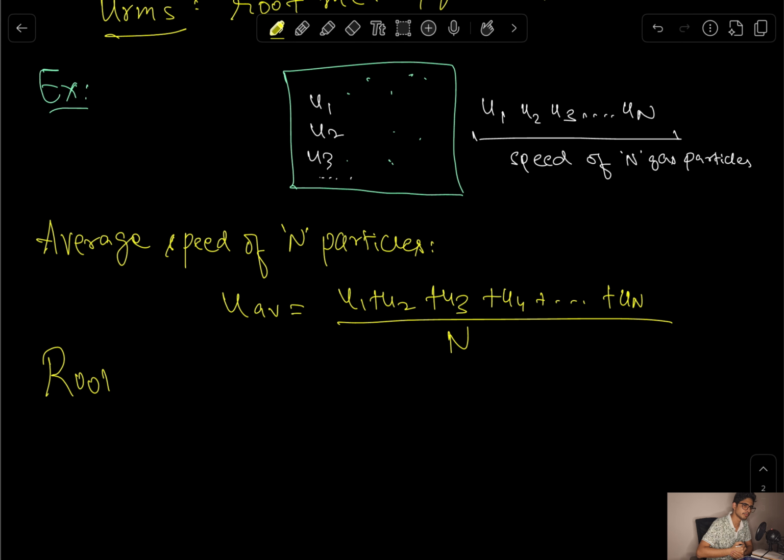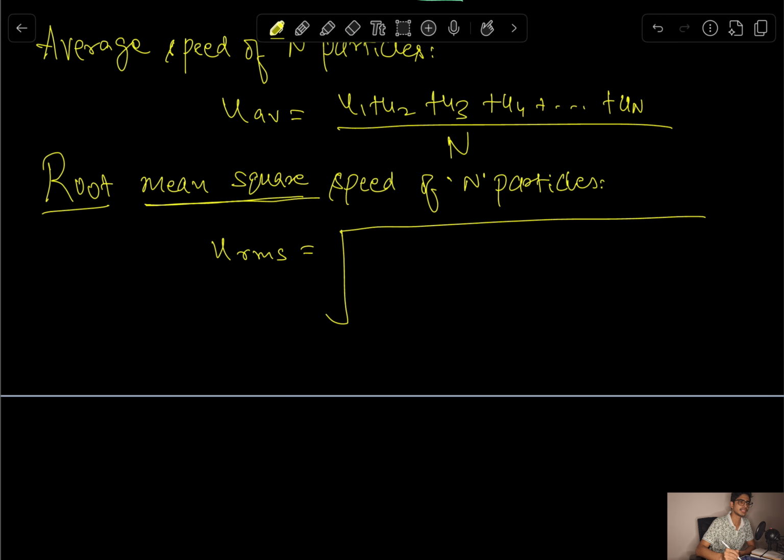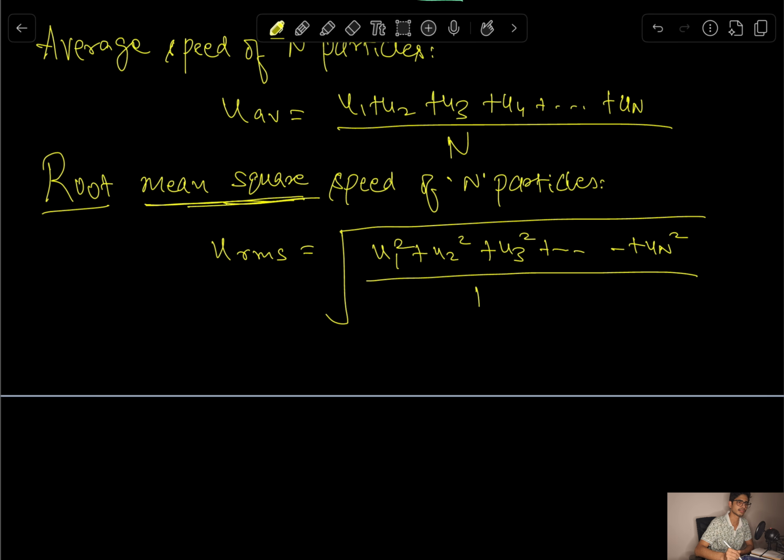Now what is root mean square speed? As the term itself suggests, root mean square. So we first square each speed, then take the mean, then take the root. Each speed is squared here: u_rms = √((u1² + u2² + ... + un²) / n), divided by the total number of particles, that is n. This is a very important formula you need to keep in mind.